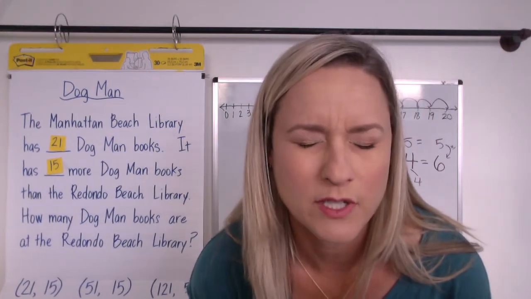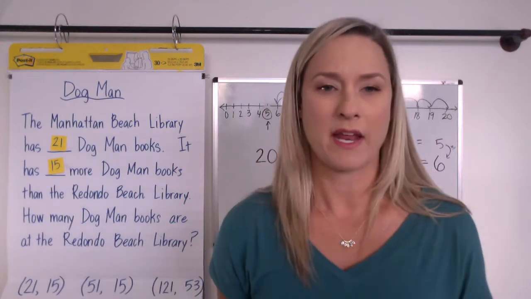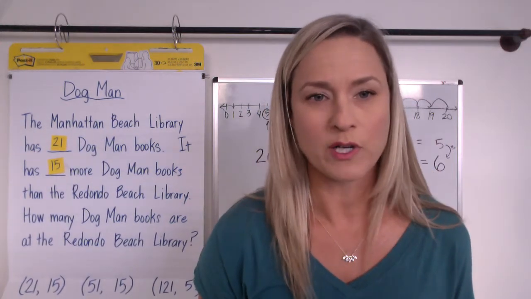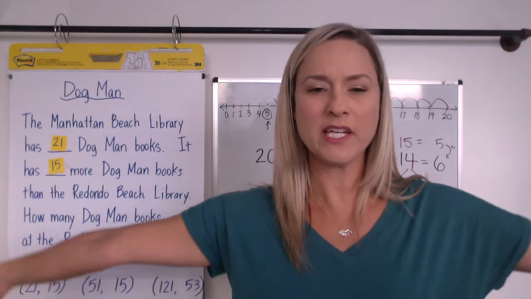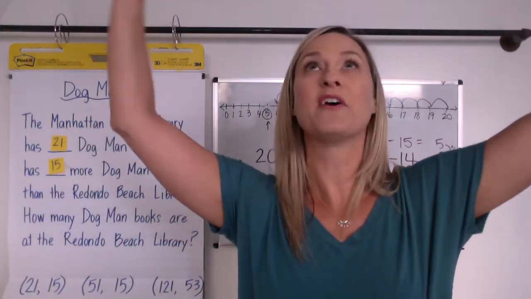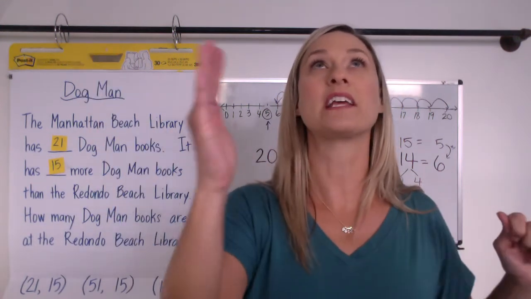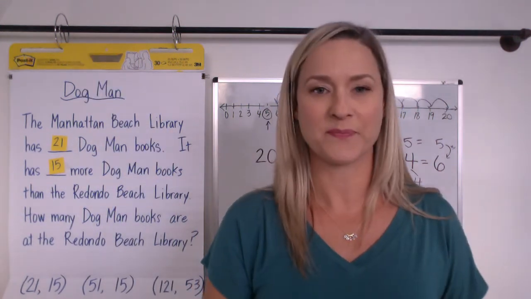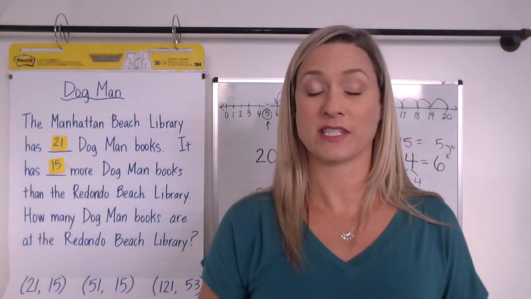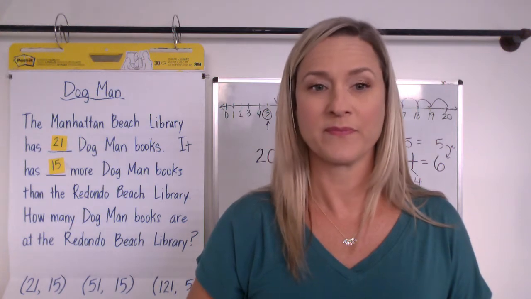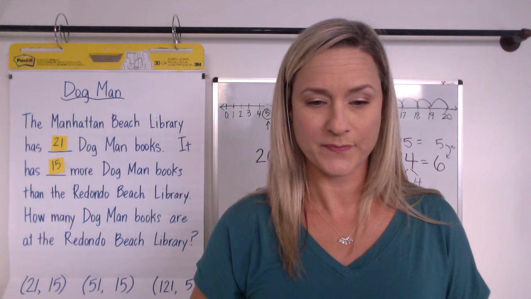One more time. I'm going to think about it in my head. You think about it in your head. Make sure you make the picture. The Manhattan Beach Library has 21 Dogman books. Okay, imagine that in your mind. Big, huge Manhattan Beach Library overlooking the beautiful Pacific Ocean. They have 21 Dogman books. It has 15 more Dogman books than the Redondo Beach Library. How many Dogman books are at the Redondo Beach Library?